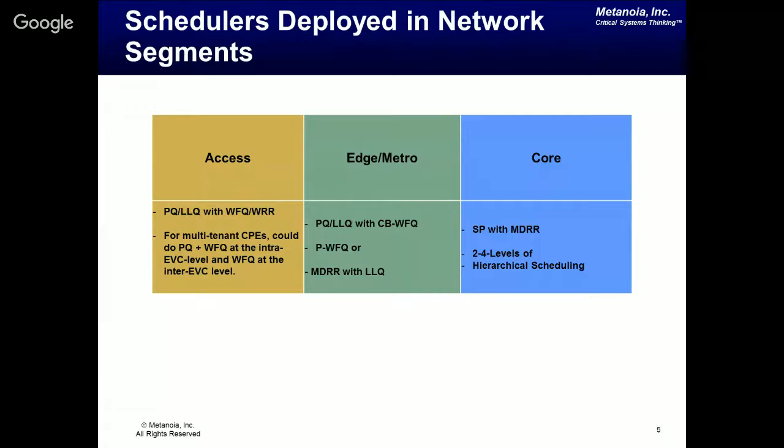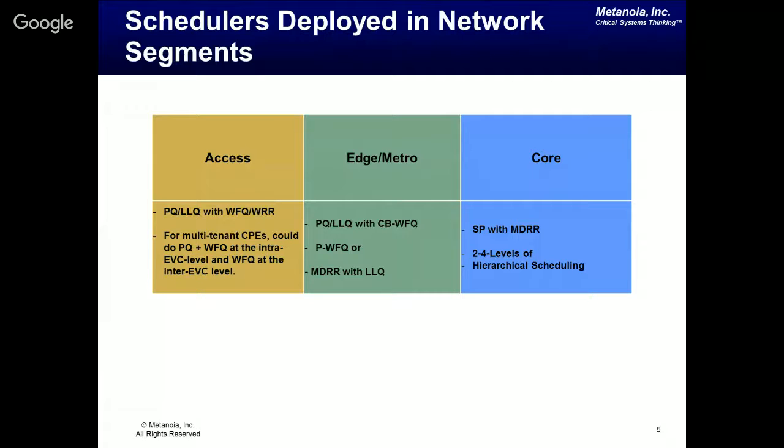By the time you come to the edge or metro segment, you can again do priority queue or low latency queuing with class-based weighted fair queuing, where you reduce the granularity with which you are keeping track of the different flows. Or you may do what's called prioritized WFQ, as I explained earlier. Or even more simply, you might do modified DRR with a low latency queue in strict priority so that it doesn't completely dominate all of the outgoing link capacity.